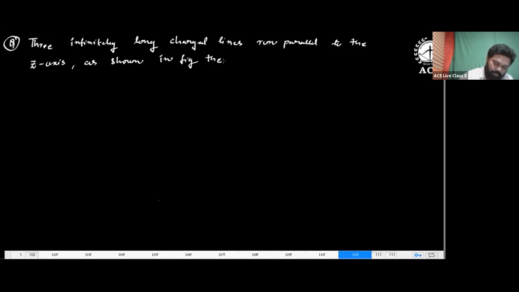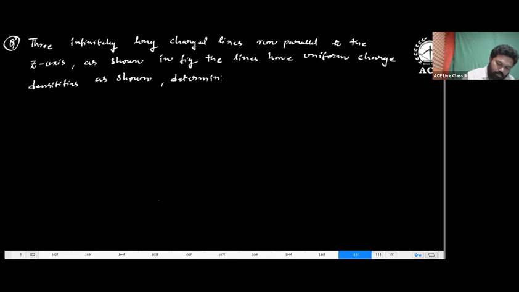The lines have uniform charge densities as shown. Determine the electric field at P. So these are the diagrams shown, beta.